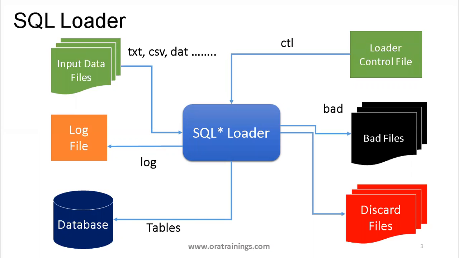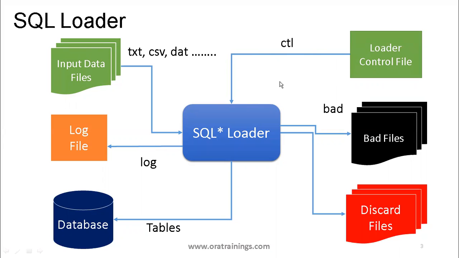Here, if you observe, there are two inputs to the SQL Loader. One is the control file, and the file extension is CTL. It's called the loader control file. We call it the CTL file. And another one is the input data file. It's a text file. It can be in a different format. It can be .text, CSV, .dat, or even XML format. So it supports various formats.